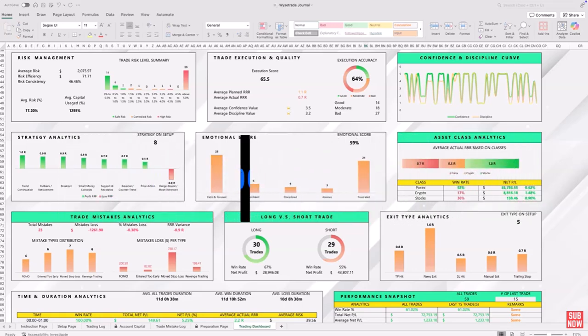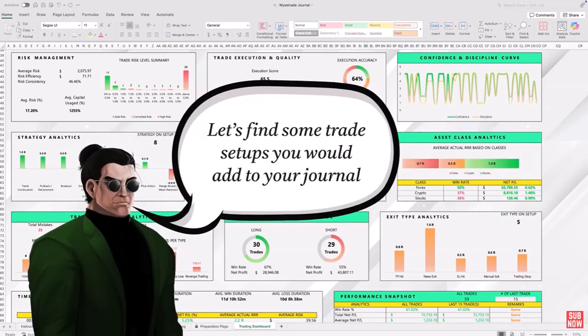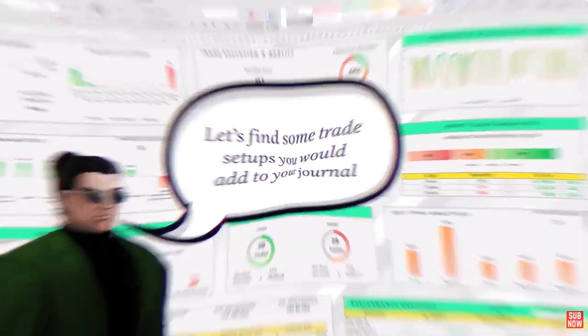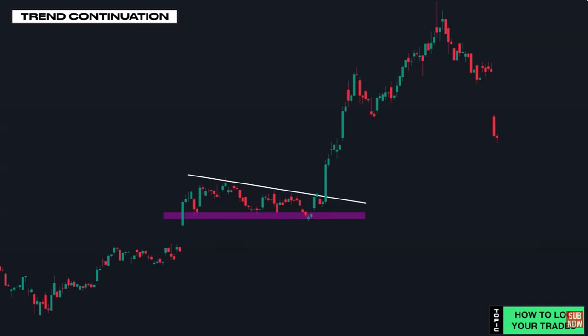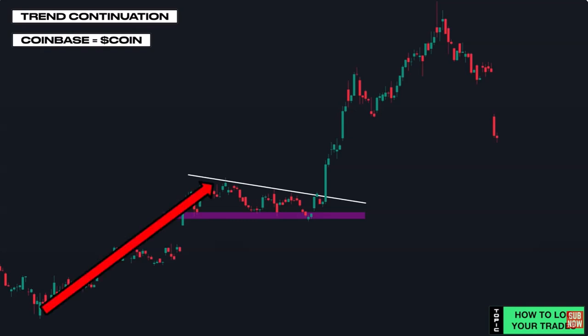So let's find some trading setups you would add to your journal. Let's say you are only looking for trend continuation trades and only want to trade stocks at the moment. This is the Coinbase stock 4-hour time frame. You notice a moving uptrend, so you want to trade with the trend.